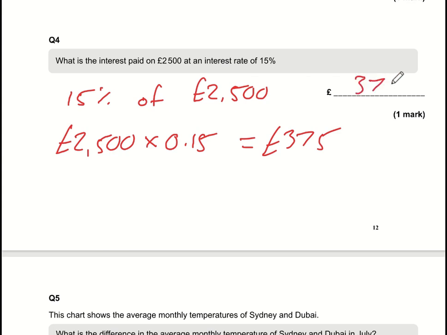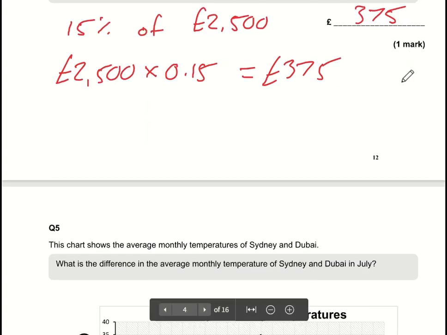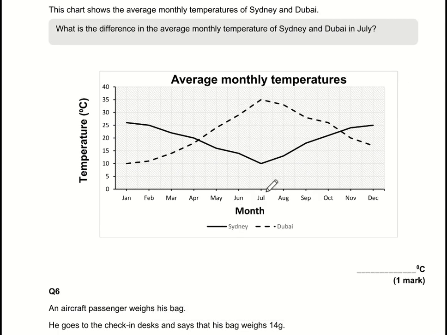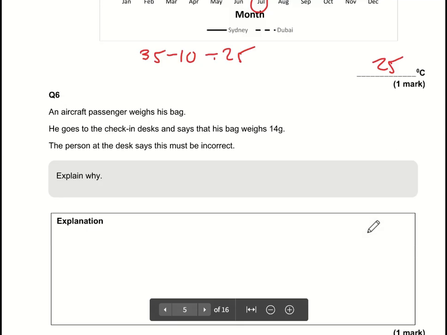So that is the interest paid, 375. Question number 5, we want to work out the difference in the average monthly temperature of Sydney and Dubai in July, which is here. So if we go up to here, this is Sydney, so we can see that that is 10 degrees, whereas for Dubai it is 35. So 35 take away 10, so that is a difference of 25 degrees Celsius.